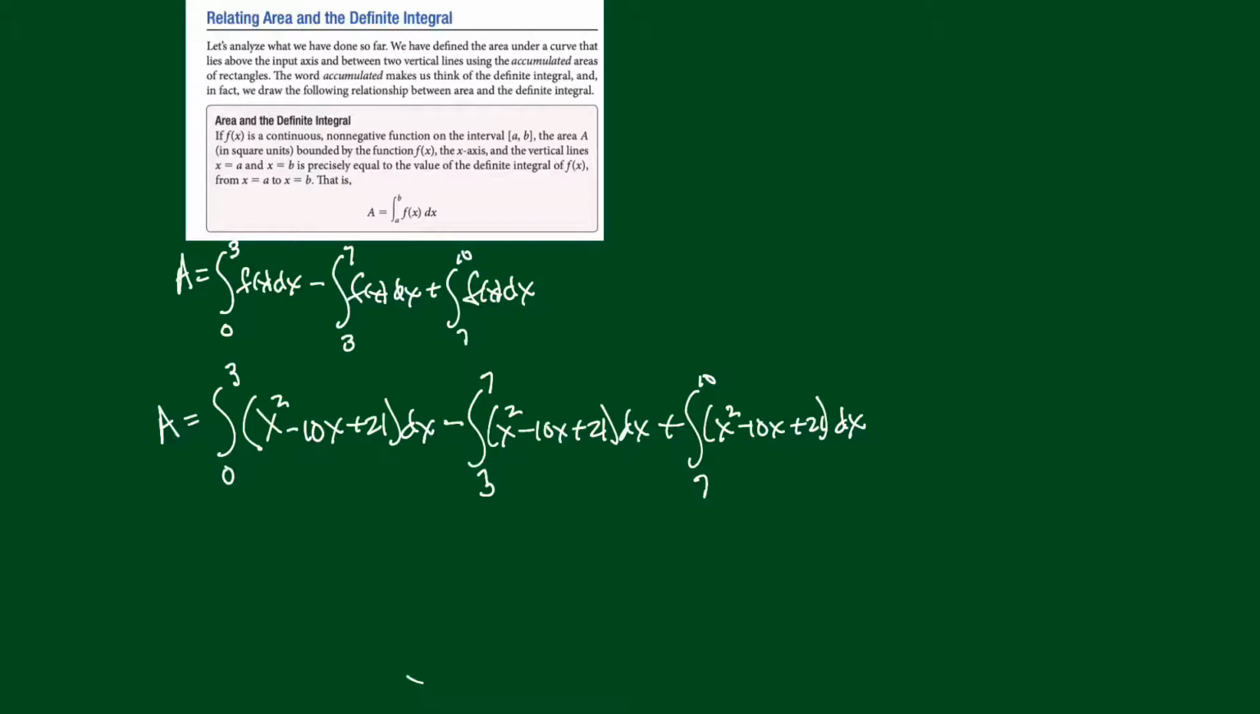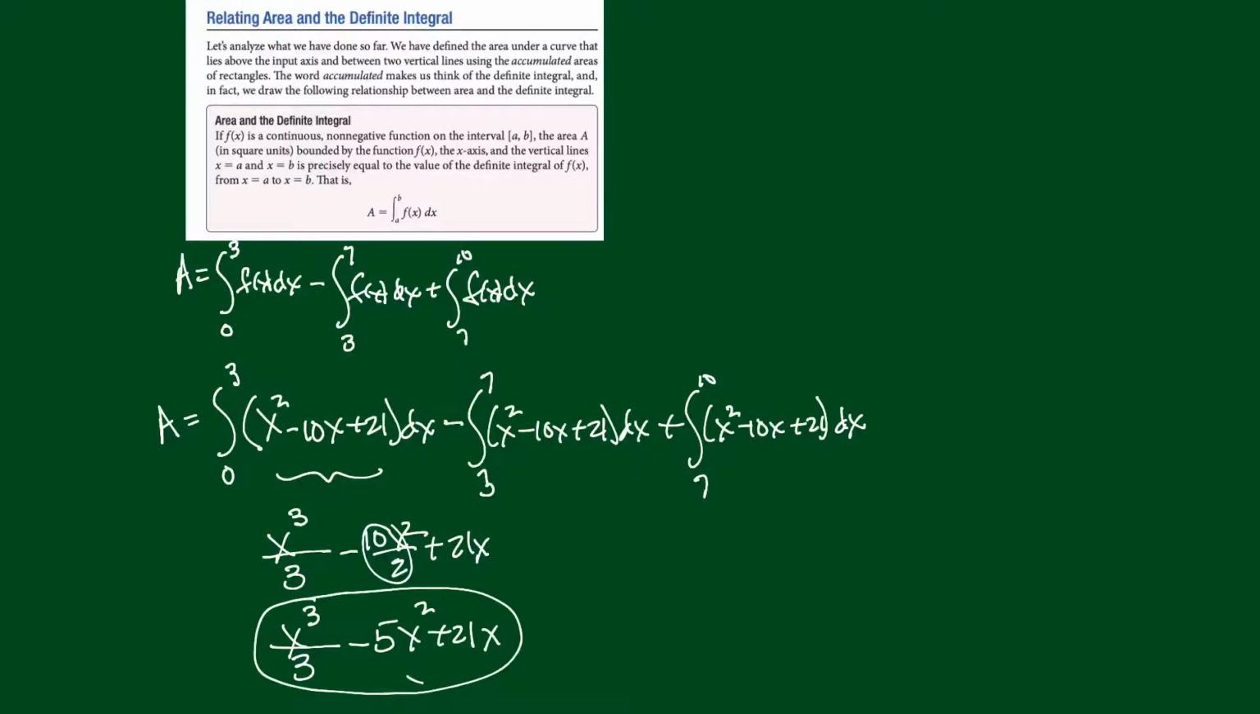Now, when we integrate, for all three of these, we're going to get x cubed over 3 minus 10x squared over 2 plus 21x, but we can simplify this. This is going to give us x cubed over 3 minus 5x squared plus 21x, and then we're going to substitute our lower and upper limits into this.